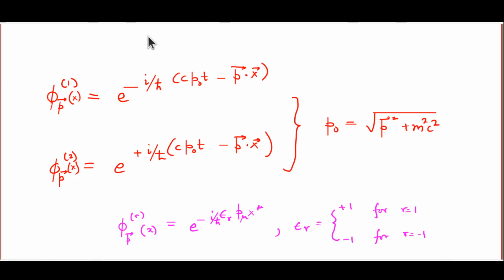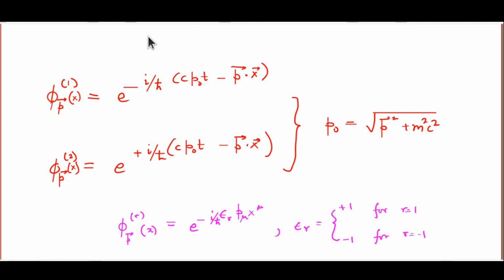These two solutions have been labeled with superfixes 1 and 2, and 1 of course corresponds to the standard positive energy solution, 2 corresponds to a negative energy solution. In case you're confused about where the negative energy comes from, just remember that if you apply i h cross del del T on phi P1, you're going to get plus P0 times C. That's the energy for that particular solution. If you apply the same operator on phi P2, you would get a factor of minus P0C. You would get an energy eigenvalue which is negative.